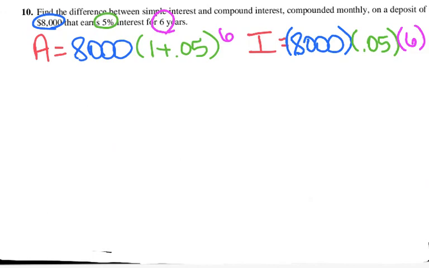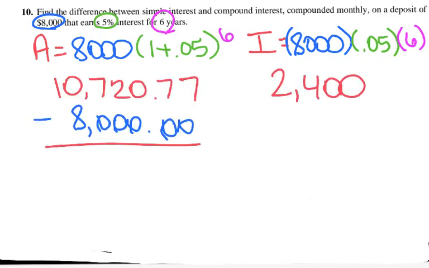Okay, for number 10, you have $8,000 as your principal, 5% is your interest rate, and 6 years is your time. I replaced the variables with numbers. The compound formula is on the left. Simple interest is on the right. Go ahead and put them in your calculator, and then subtract the 2 answers.